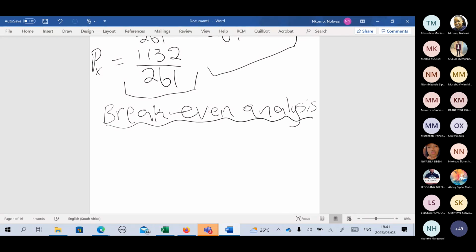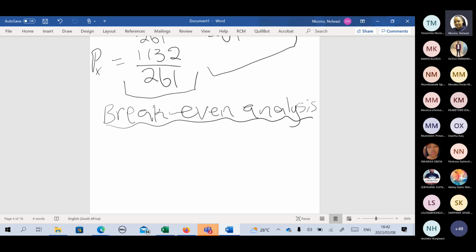Okay, remember at the beginning of this module, first class, we said the aim of this module is learning how to make a profit for any business, right? And remember, the profit can be calculated by subtracting the total cost from the total revenue, right? Meaning the profit is what remains after you've taken out the total cost from the total revenue, right?